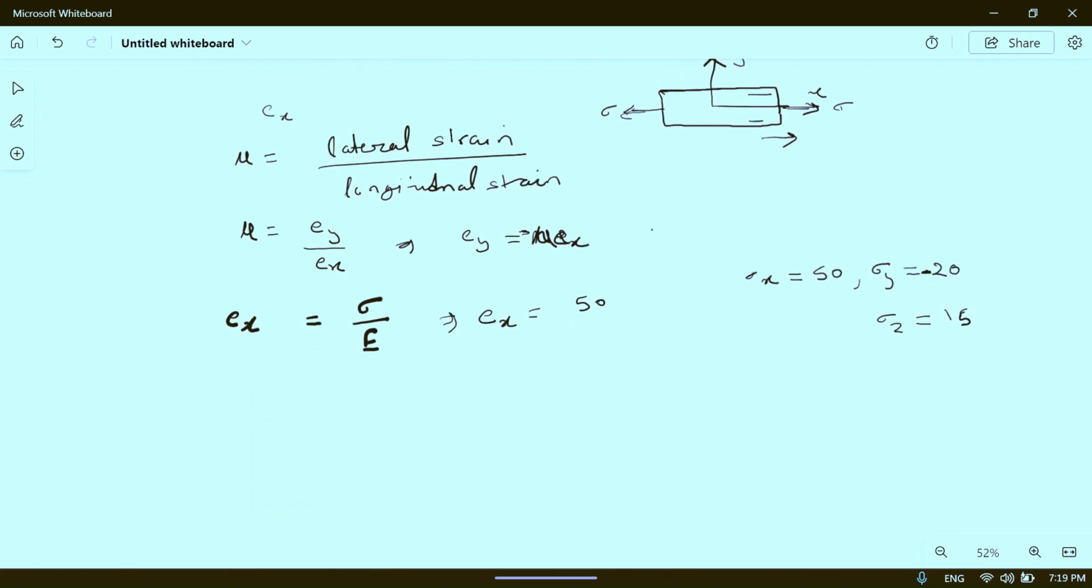So Ex will be equal to, due to stress in sigma x direction, 50 upon E, minus, this is already minus, mu into the stress in the y direction, so minus 20 upon E into mu, the Poisson ratio, because we have seen that in the other direction also strain occurs in multiple of mu, minus in z direction 15 into mu divided by E.